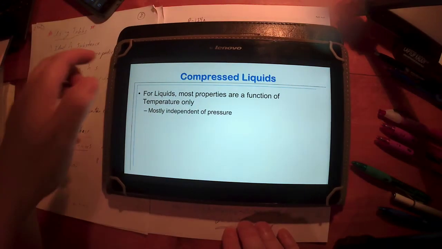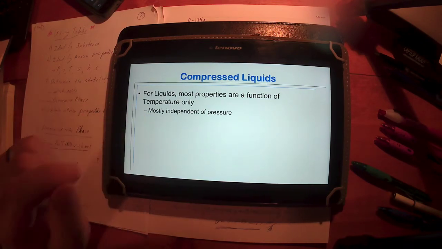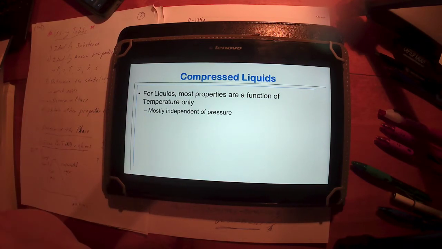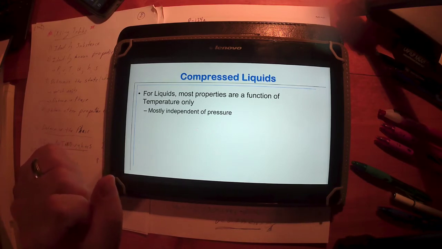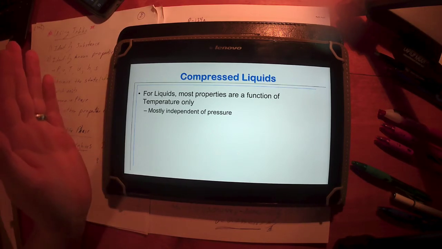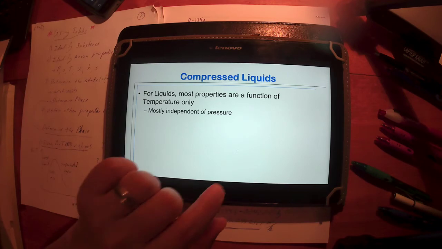Now here's the thing. Once I've established I've got a compressed liquid, if I know the temperature, that's my driving force. The temperature is the only real thing that matters if I have it. If I don't have the temperature, I have to use the pressure and go from there. But if I know the temperature, that becomes the important issue.